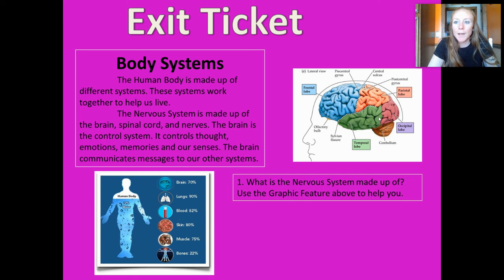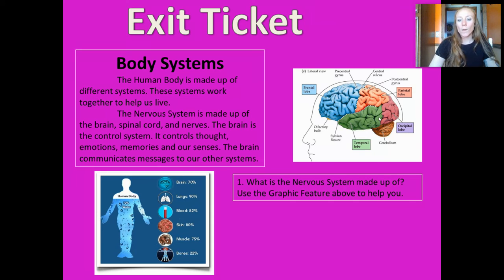Okay, boys, third read on me. Body systems. The human body is made up of different systems. These systems work together to help us live. The nervous system is made up of the brain, spinal cord, and nerves. The brain is the control system. It controls thought, emotions, memories, and our senses. The brain communicates messages to our other systems.